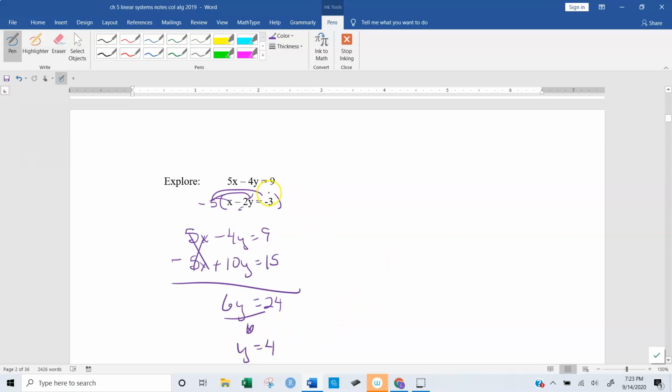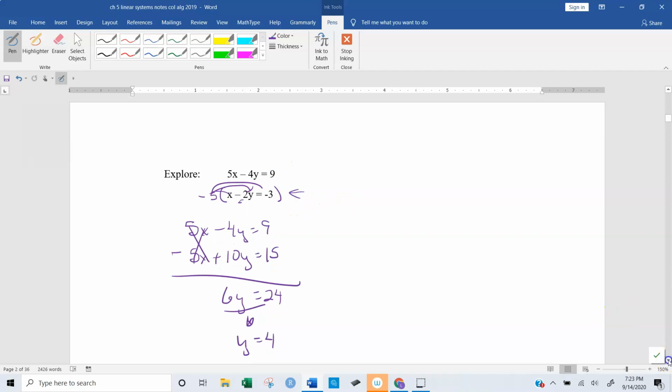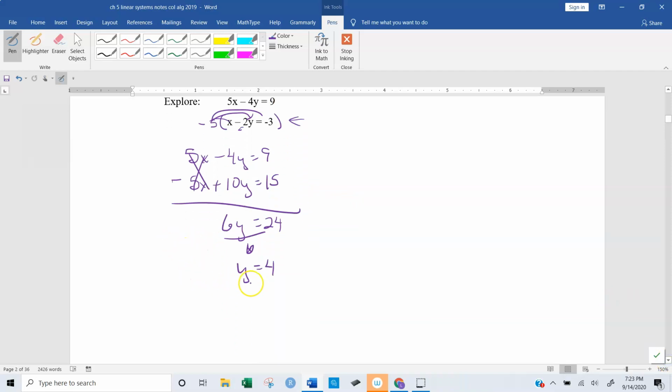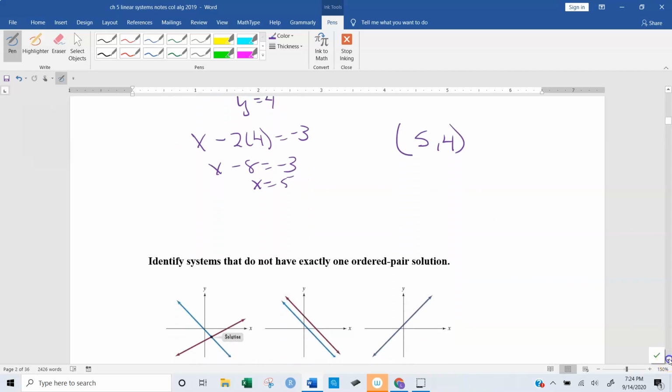Now we need to substitute this back in. Doesn't matter which one. I'm going to choose the bottom one just because it has fewer numbers in it. So now we're going to plug the 4 in for the y. So we'll have x minus 2 times 4 equals -3. So x minus 8 equals -3, and x equals 5. So our solution is 5, 4. That's where these two lines intersect. And we actually already checked it on the other page because it's the same problem.